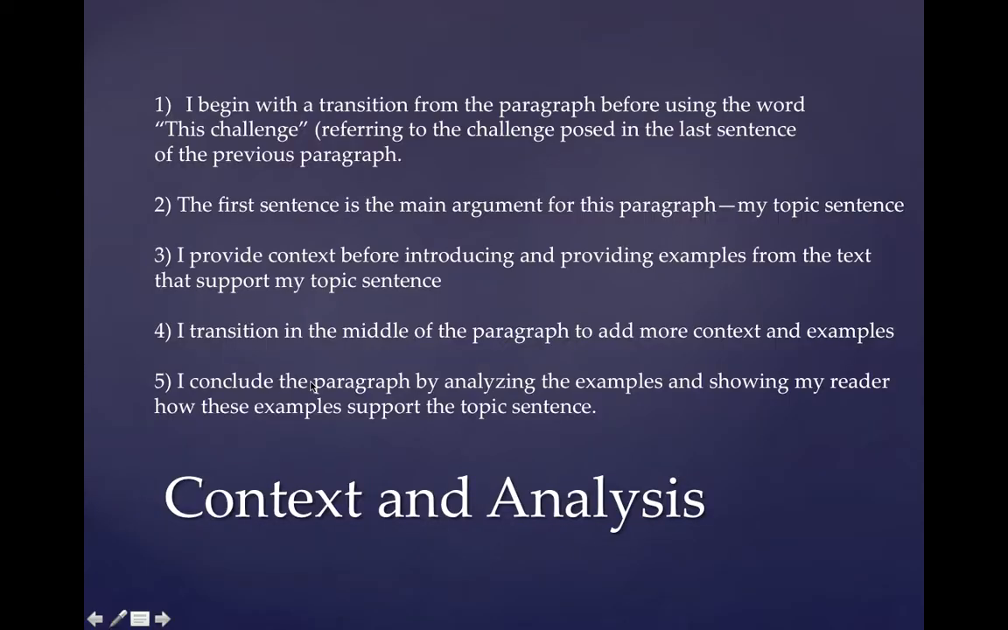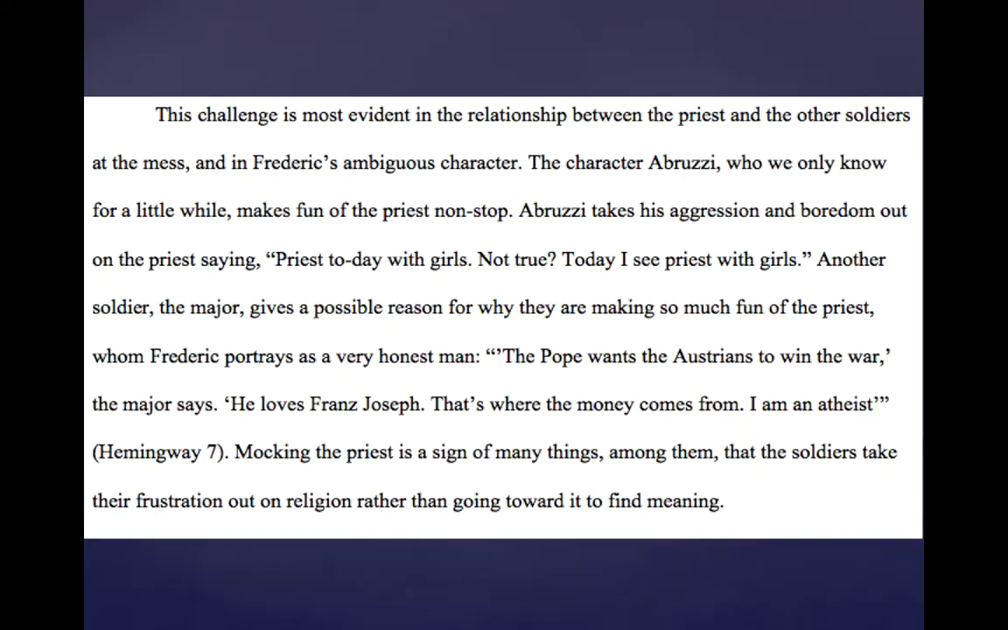I conclude the paragraph by analyzing the examples and showing my reader how these examples support the topic sentence. So like I said before, this goes back to this sentence at the beginning. I always have like a sandwich. So you have a sandwich. You have your supporting argument. You have your context. You introduce a quote. You provide a quote. Sometimes you provide another quote, so you have to transition between the two quotes. And then you provide the other quote, and then you analyze.